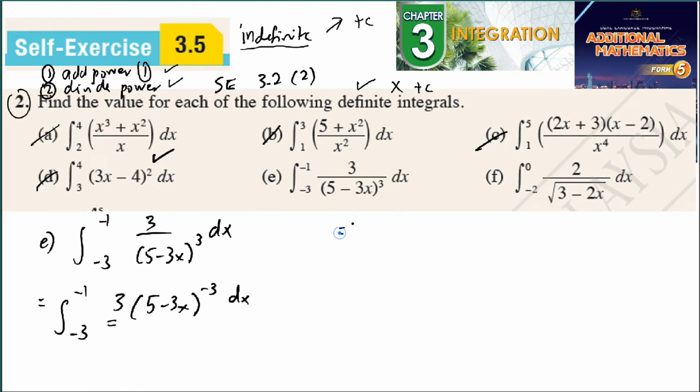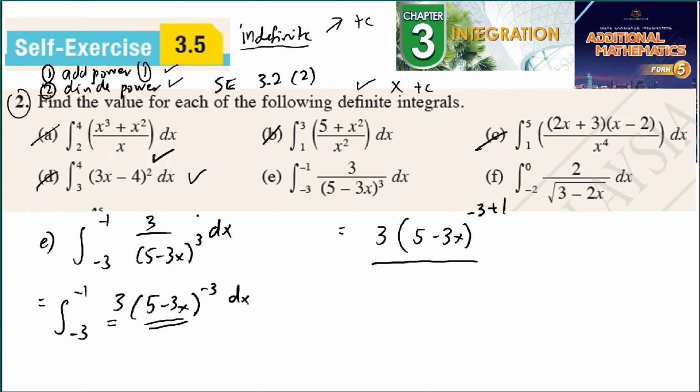So in this case, okay, same like what I did in D here. So to do integration, we just take out the constant first. So we are going to integrate the one with x here. So to do integration, we take the whole thing, we add the power with 1. So this one will be 5 minus 3x. So now we add the power with 1, it will be negative 3 plus 1, right?